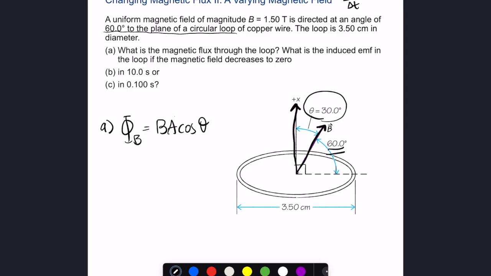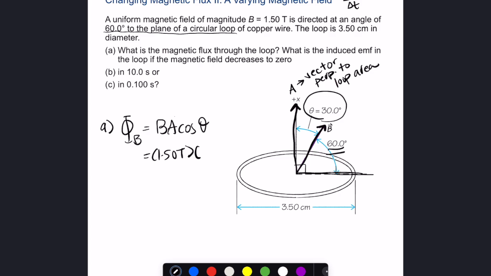Okay, and why is that? Because this angle was defined with respect to the plane of the loop, and what we need is the angle between B and A, where A is the vector perpendicular to the plane of the loop. Okay, that's the area vector. So that's pretty much the x-axis here. So we're going to just plug and chug this, as long as you carefully use the correct angles.